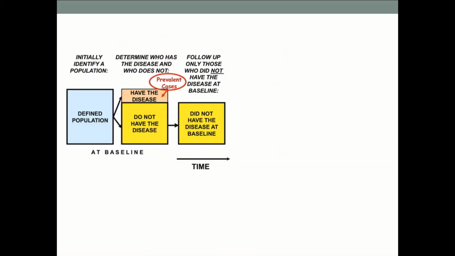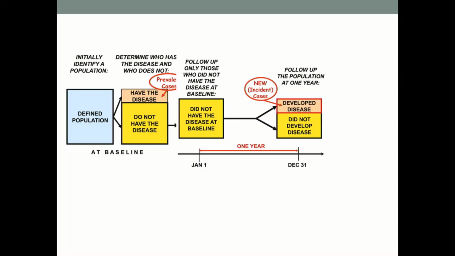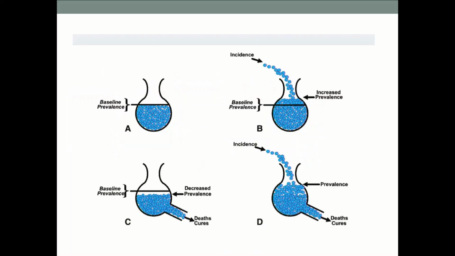This is how the prevalent cases are different from the incidence. So you can see here, we identify initially a population, and determine who has the disease and who doesn't have it. Those who have the disease, the prevalent cases, we don't follow up. We follow those who did not have the disease. And then we see at the end, after 1 year, who developed the disease. These are new incident cases, and who did not. And therefore, we can calculate the incidence rate.